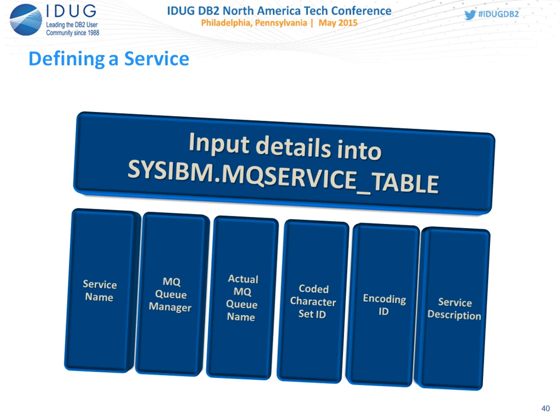So the input details for defining a service: it's the MQ service table, the catalog table that you use. You need a service name. You'll need to tell it the queue manager and the actual queue name you want to use. Optionally, you can put a coded character set and an encoding ID, and you probably want to put a service description on it to let you know what service you're actually using.